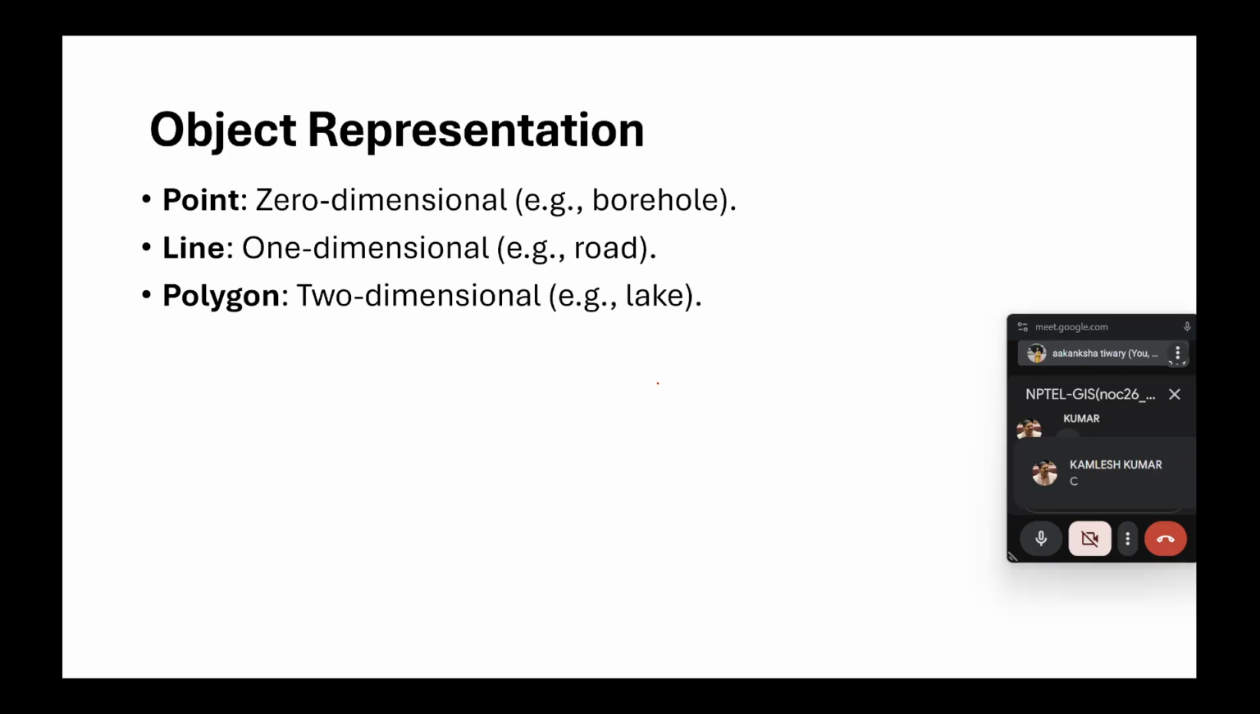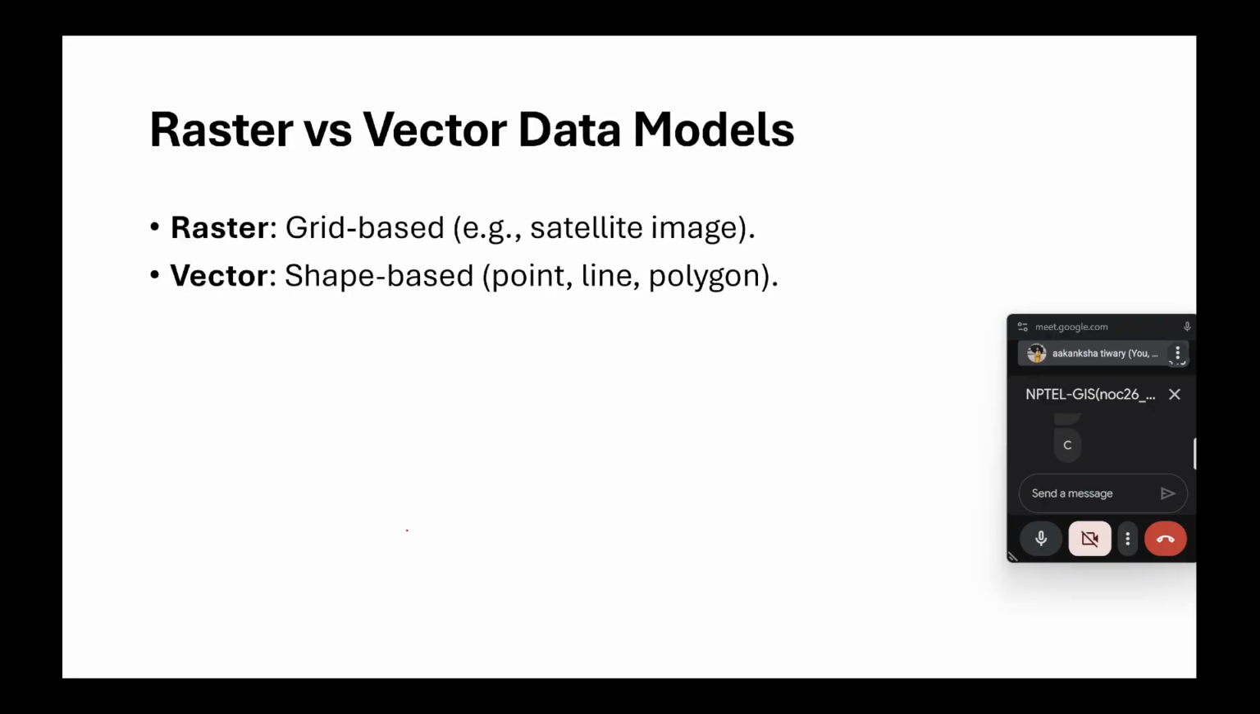Okay, now object representation. We have zero dimensional point objects like boreholes, trees or cities. So these are going to be point data. Line data is one dimensional, like roads, rivers, railway tracks. So a river network is going to be line. And polygon is two dimensional, like a lake, a city boundary, or if you want to represent a country or a state, then you will use a polygon.